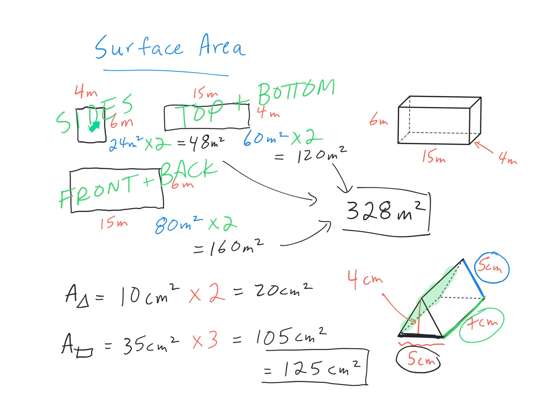And the 2 sides were the same. So we just found one of them times 2. Here and here, here and here. And down here, the front and back were the same, triangles. Base times height divided by 2, because that's the formula to find the area of a triangle. 5 times 4 is 20, divided by 2 is 10. And then we times it by 2 for the back, so we got 20. And then the 2 sides and the bottom were just 5 times 7, which is 35. And there were 3 of them. So that gave us 105. Add them together, 125. Add these ones all together, 328, and that is how you find the surface area of a rectangular prism and a triangular prism.